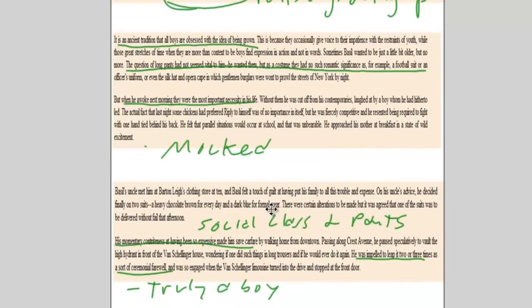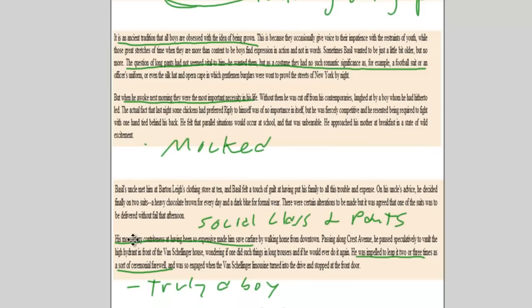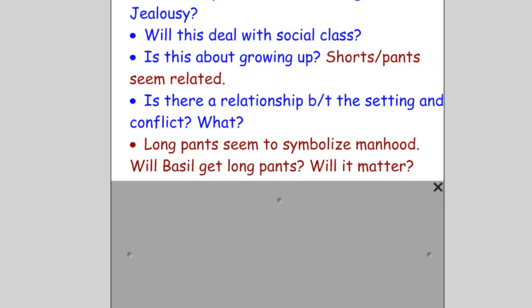Eventually, we'll see here at the bottom, he gets his pants, his uncle takes him. He feels bad about the expense, but on the way home, he's feeling pretty sweet. He's got his pants, and in front of his friend's house, he sees this high fire hydrant that he doesn't think he'll be able to leap over in long trousers, so he leaps it 2 or 3 times as a sort of ceremonial farewell. Truly, Basil is a boy inside. This is important, though. He's got his pants, and I still wonder, is it going to matter that he's got his pants? Is he now really a man? I think that's a pretty important question.